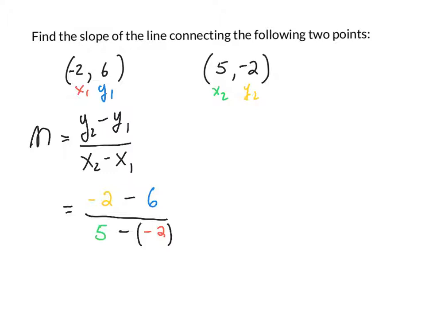Well, just simplifying here, negative 2 and take away 6, we're going to get negative 8 on top in our numerator. And if we divide, well, 5 take away negative 2, remember, if I'm subtracting a negative number, that turns into addition, and what we often do is do something like this. The two negatives make positive, so 5 plus 2 on the bottom. In the denominator, we get 7. And so in this case, we see that the slope of the line connecting the 2 points, negative 2, 6, and 5, negative 2, is negative 8/7.